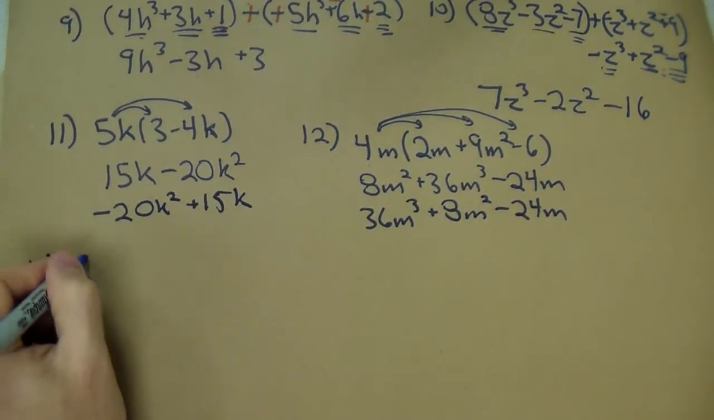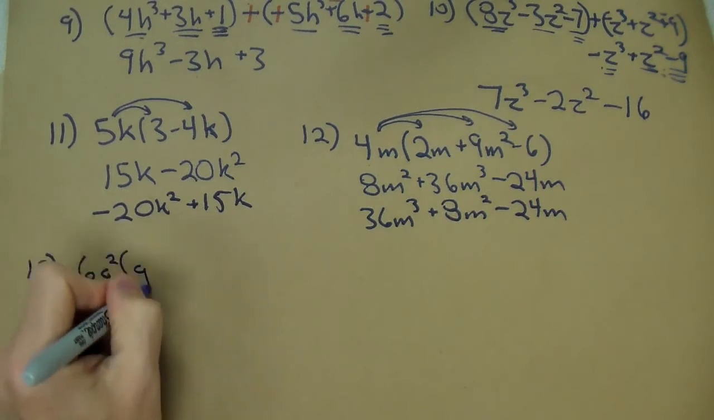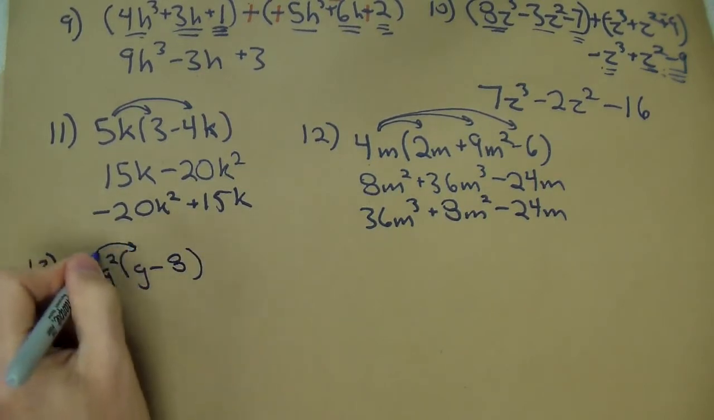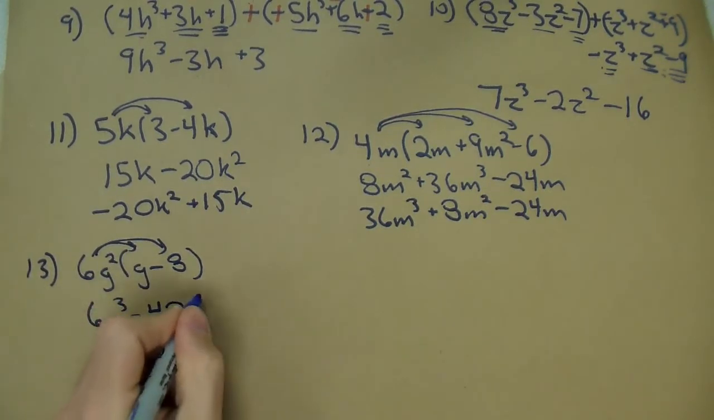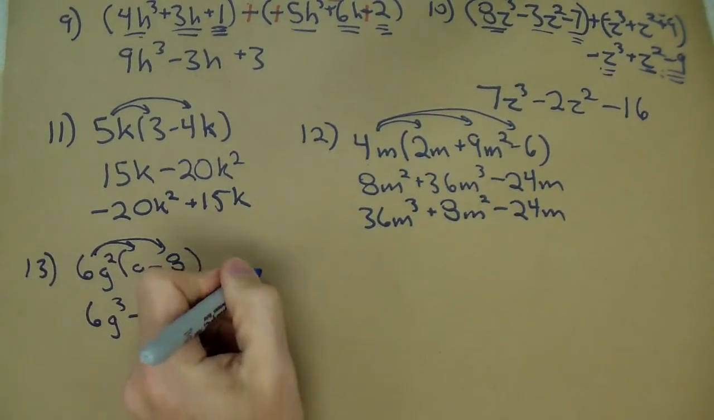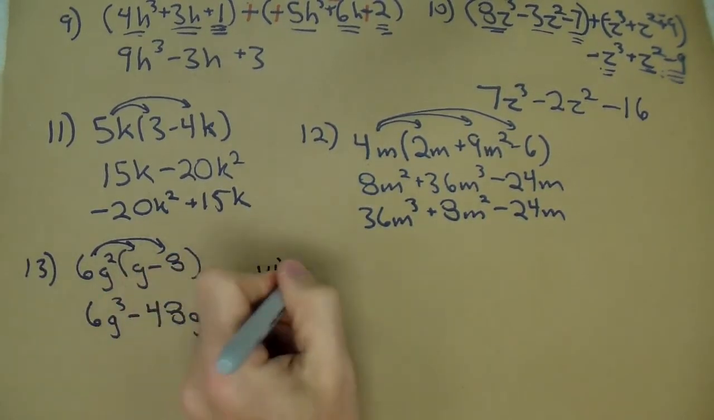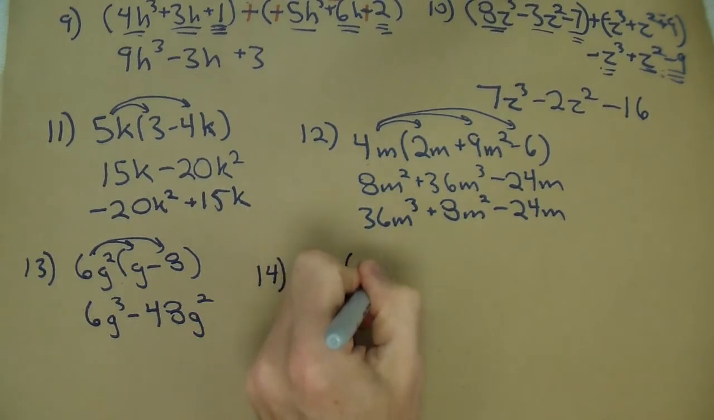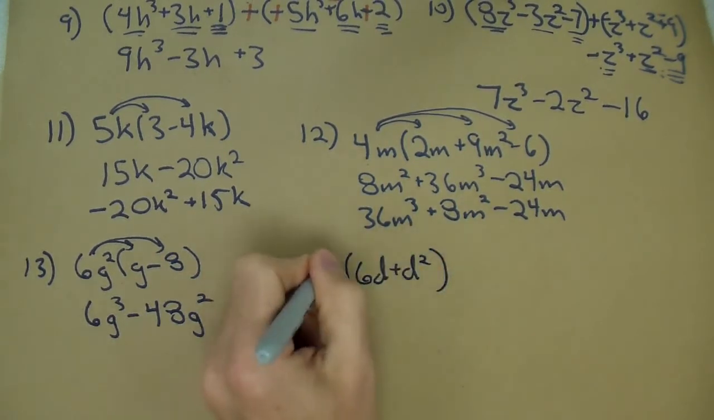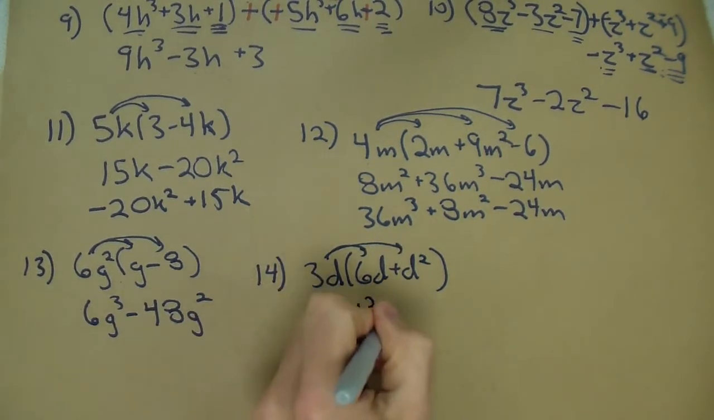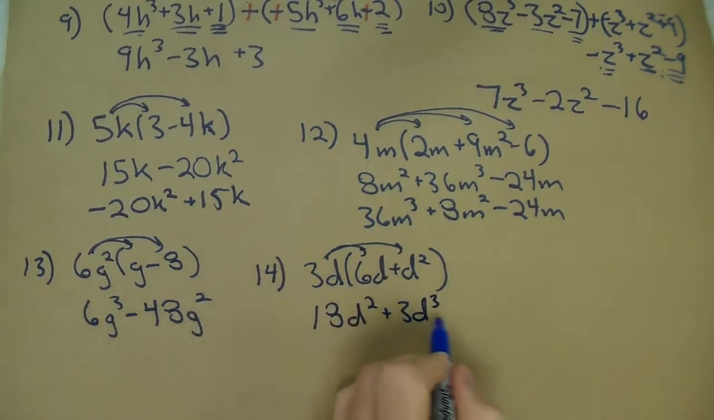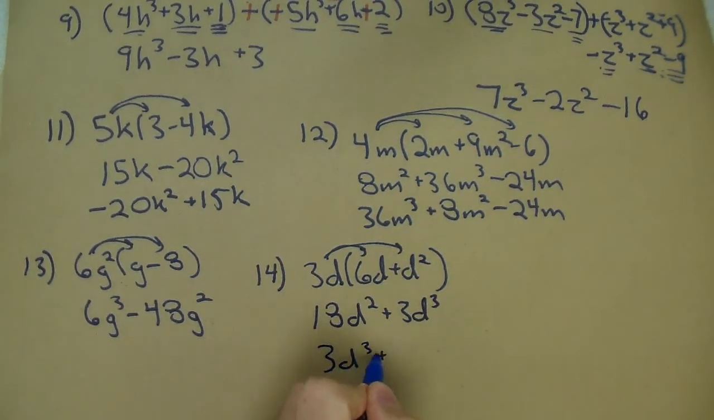For 13, I'm going to do 6g to the second times g to the negative 8. We distribute. I get 6g to the third minus 48g squared. Number 14, 3d times 6d plus d squared. This one we have to pay attention to our exponents. I get 18d squared plus 3d to the third. We've got to move the 3d to the third out in front. So it's 3d cubed plus 18d squared.